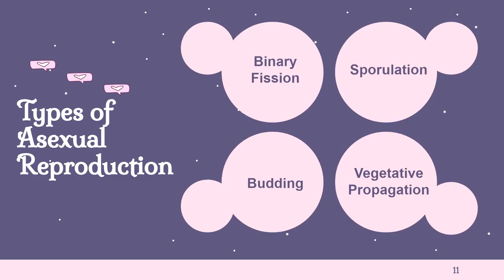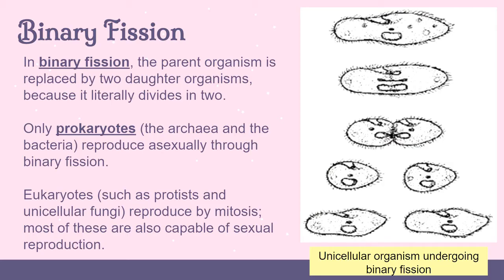Now, these are the major types of asexual reproduction. So we will look into binary fission, budding, sporulation, and vegetative propagation. Let's look into binary fission. In binary fission, the parent organism is replaced by two daughter organisms through dividing literally into two. Okay, that's the meaning of the word. So fission means division or separation. Binary means by two. Okay, so literally dividing into two.